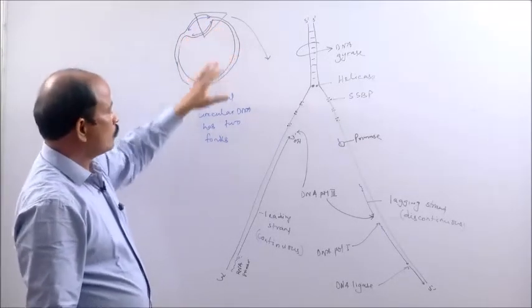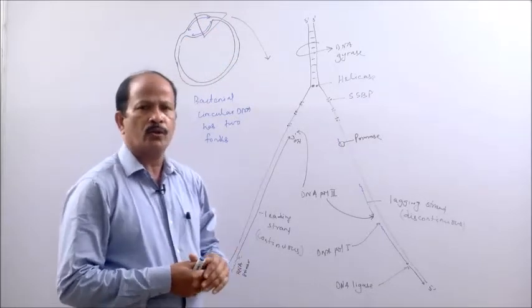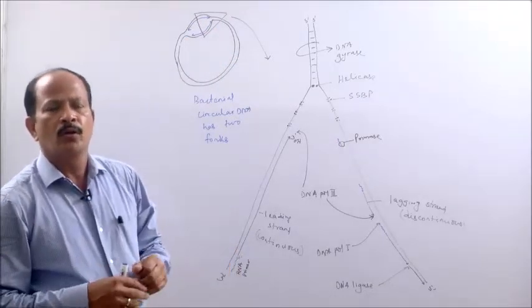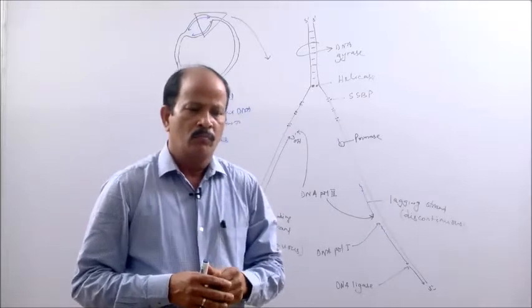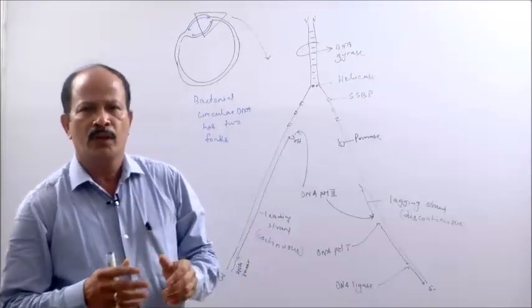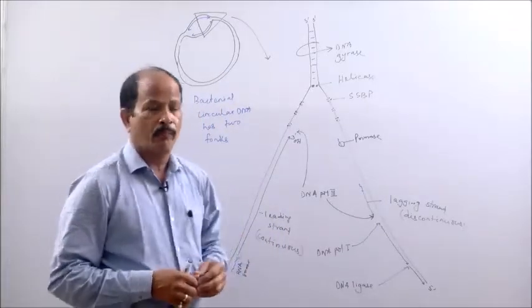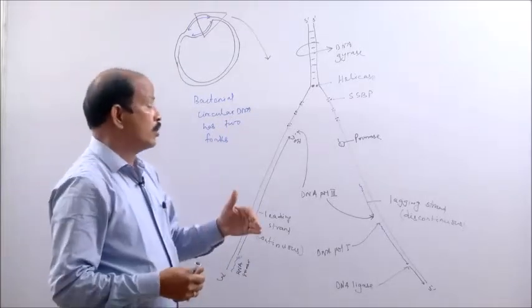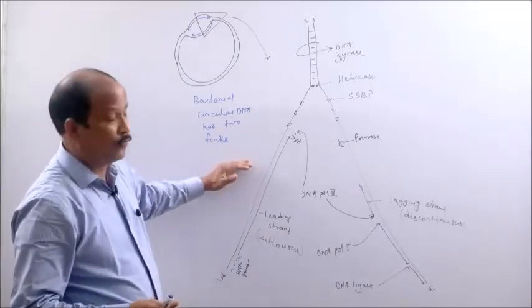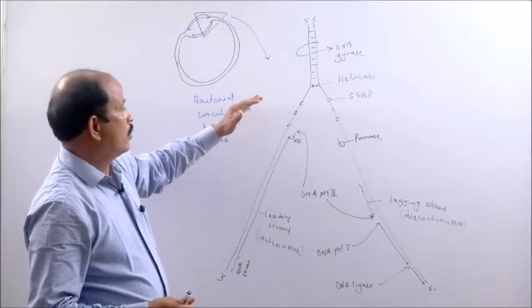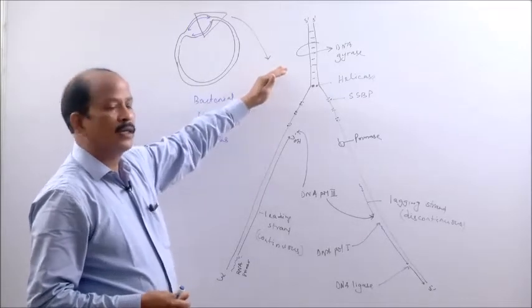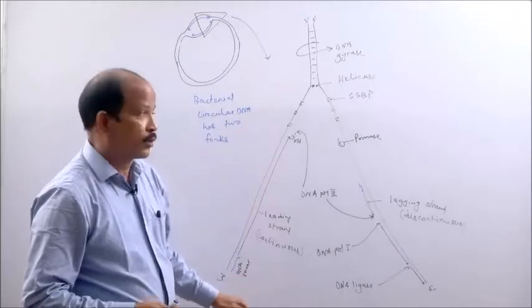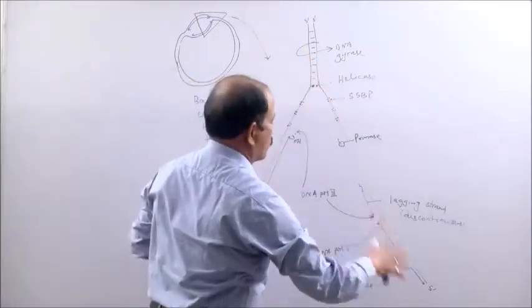So whether it is a prokaryotic replication or eukaryotic replication, the basic molecular mechanism of DNA replication remains the same. Now let us have a look at the basic aspects of replication at a replication fork. Now this is a replication fork.